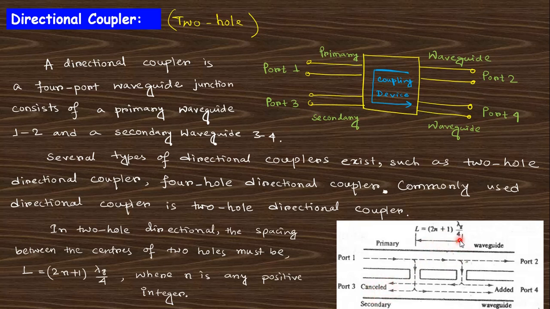So this is our tuning parameter, by which we can tune the length between these two holes such that the output from port 3 will be 0, and we get the output in port 4. That means when we input from port 1 of this microwave device, in port 2 it is the same value, but in port 4 it will be the added value, and in port 3 it will be the cancelled value. So this is the actual scenario of a two-hole directional coupler.